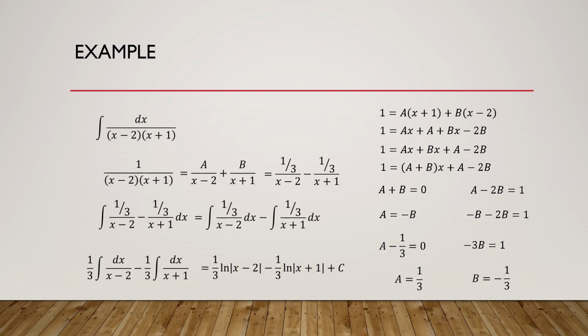Take the integrals to give us our final answer, 1/3 times the natural log of the absolute value of x minus 2 minus 1/3 times the natural log of the absolute value of x plus 1 plus c.